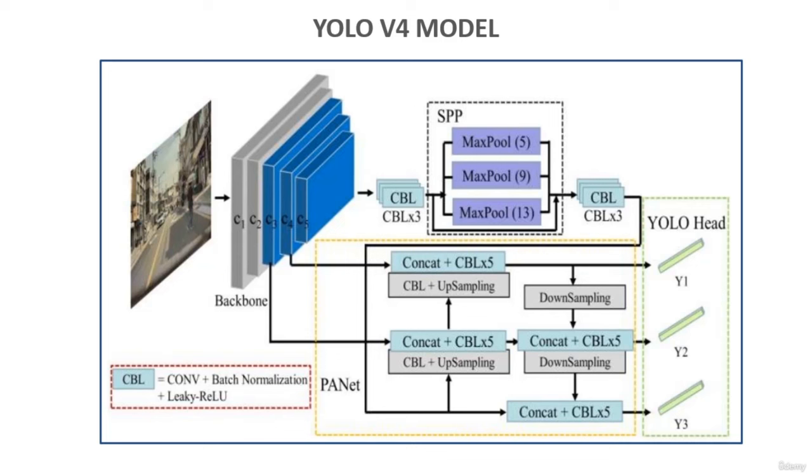As an output, we can see 3 YOLO heads, Y1, Y2 and Y3 with sizes of 19 by 19, 38 by 38 and 76 by 76 respectively, which are used to fuse and interact with feature maps of different scales to detect objects of different sizes. From a performance benchmark, in YOLO V4, the accuracy and speed are greatly improved.